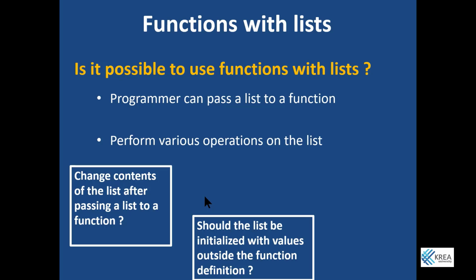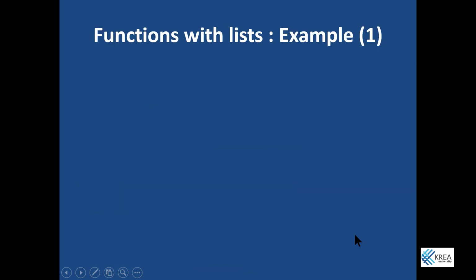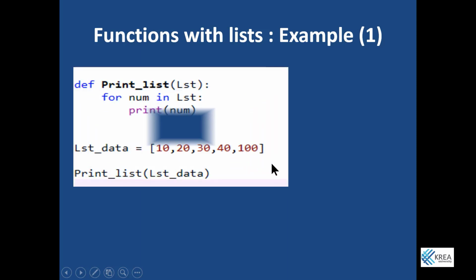The second question which comes to our mind is, should the list be initialized with the values outside the function definition? Is it really correct? The third one is, is it possible to pass multiple lists to a single function? During the course of this discussion, we will try to find answers to these questions. Let us get started with a simple example, functions with lists.